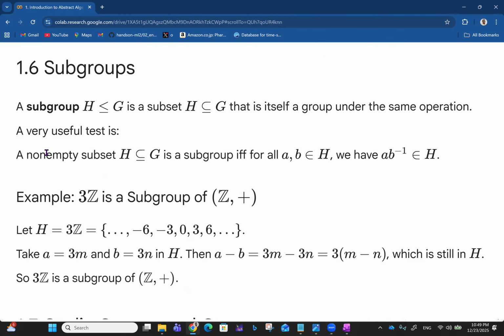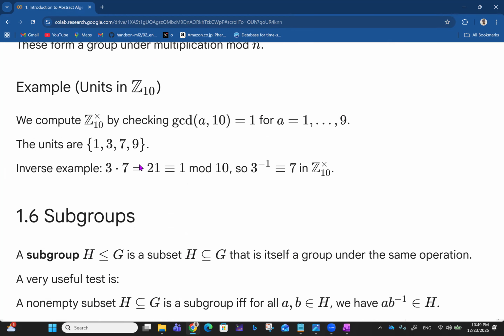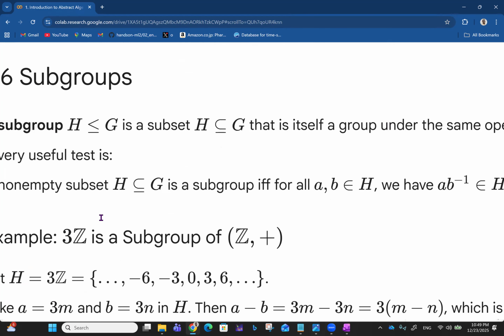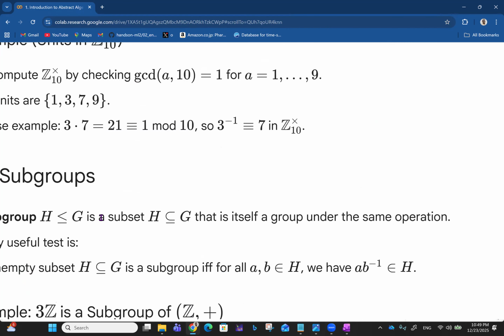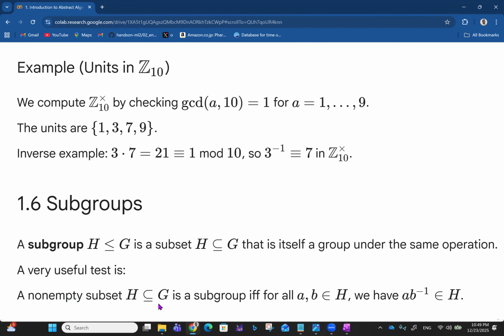A very useful test is this: a non-empty subset H. Sorry, I've been saying proper subset, but because there's equality, they can actually be the same, so it's an improper subset. A non-empty subset H of G is a subgroup if and only if for all a and b belonging to H, we have ab inverse also belonging to H.